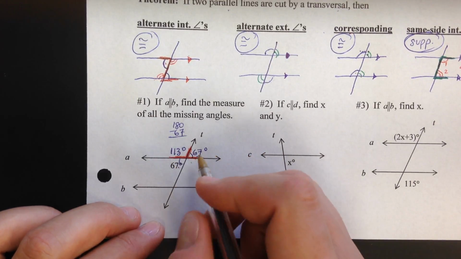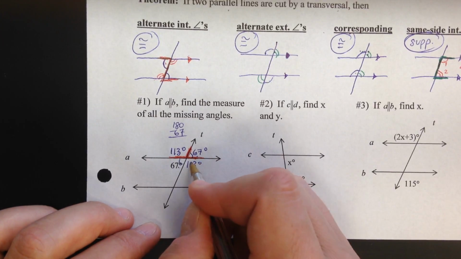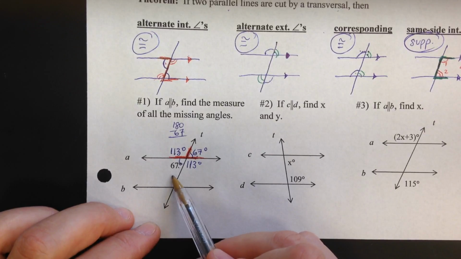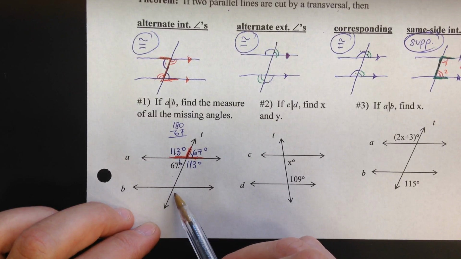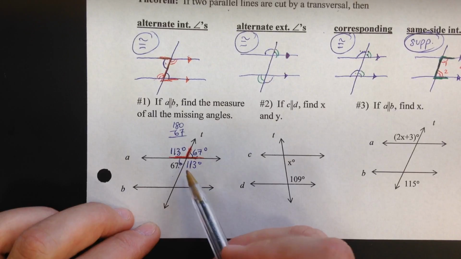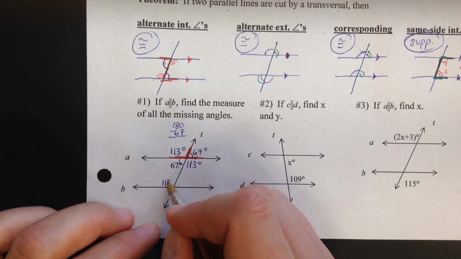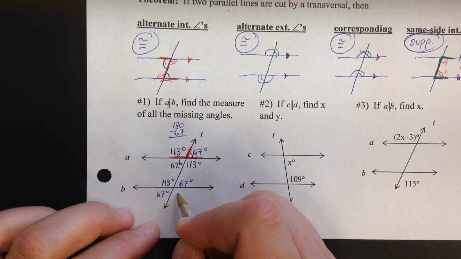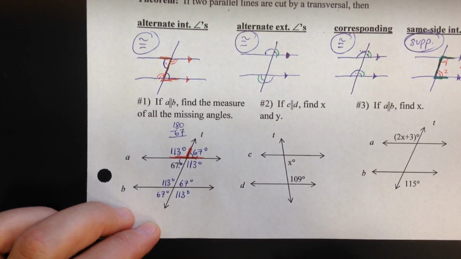Vertical angles are congruent, so this is 113 as well. And if we go down to the bottom four angles, because the lines are parallel, they're going to be the same as the angles up here. So this will be 113, this will be 67, this will be 67, and this will be 113.